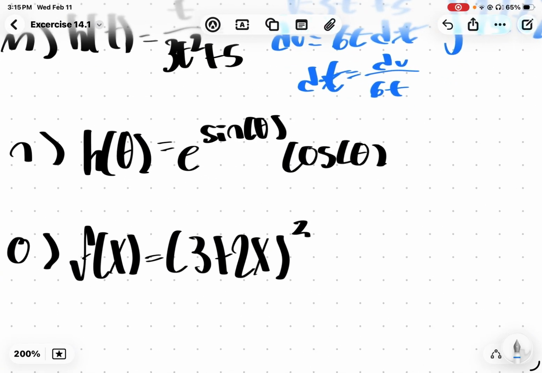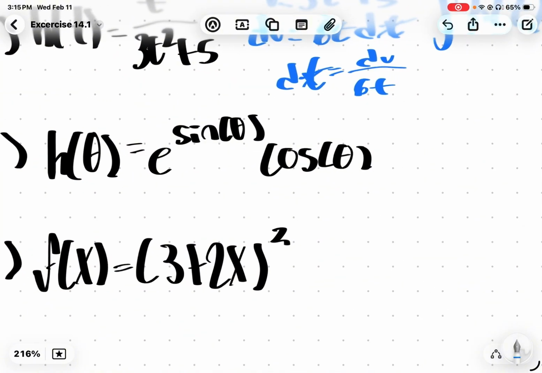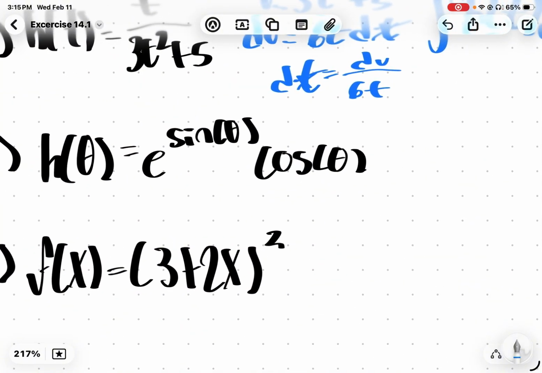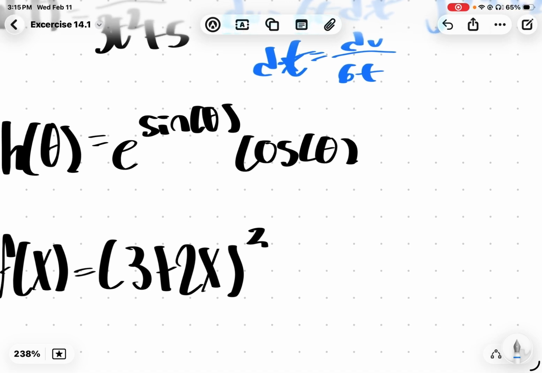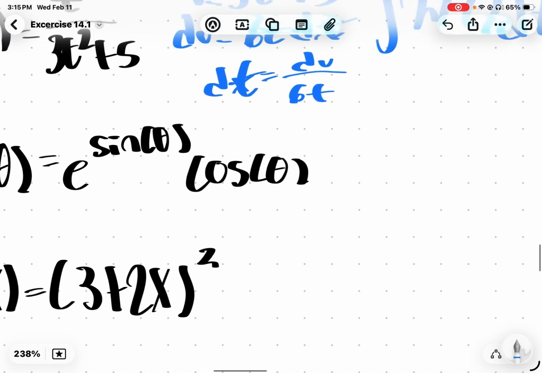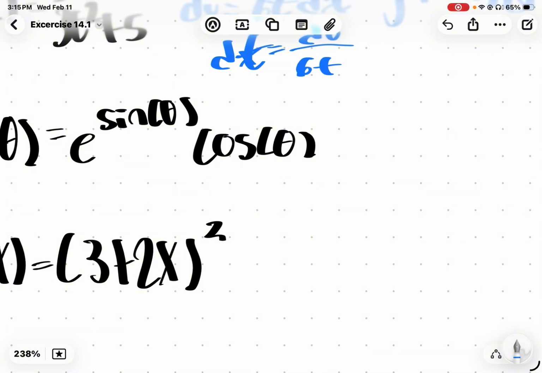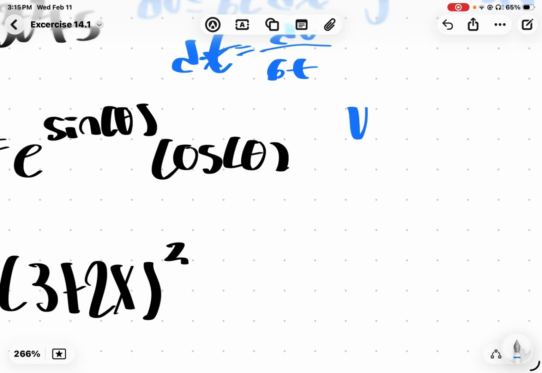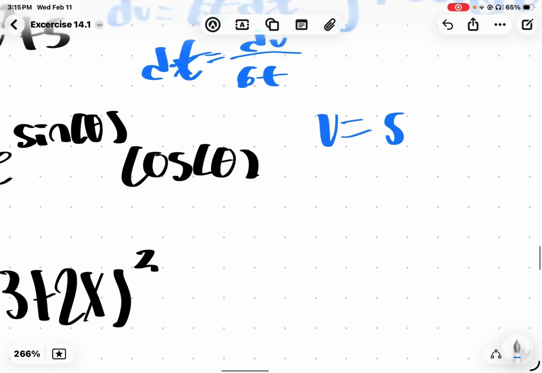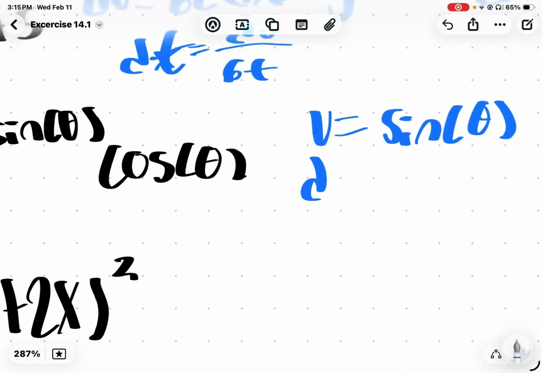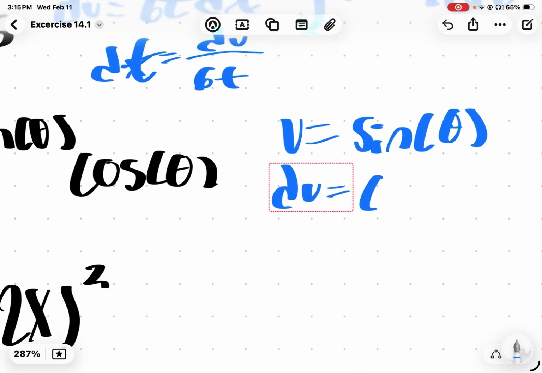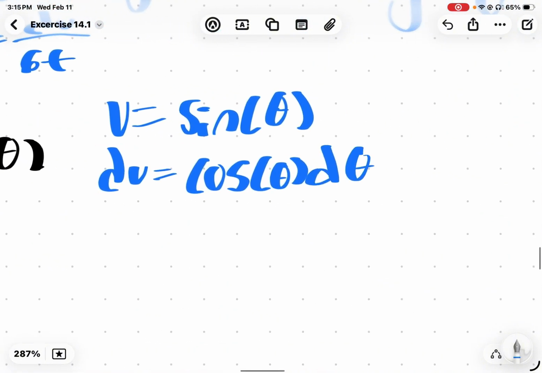All right, moving on to part n. H of theta equals e to the power of sine of theta times cosine of theta. Okay, so I think this is a u substitution problem. I'm going to set sine equal to u. We have du equals the derivative of sine, which is cosine of theta d theta.